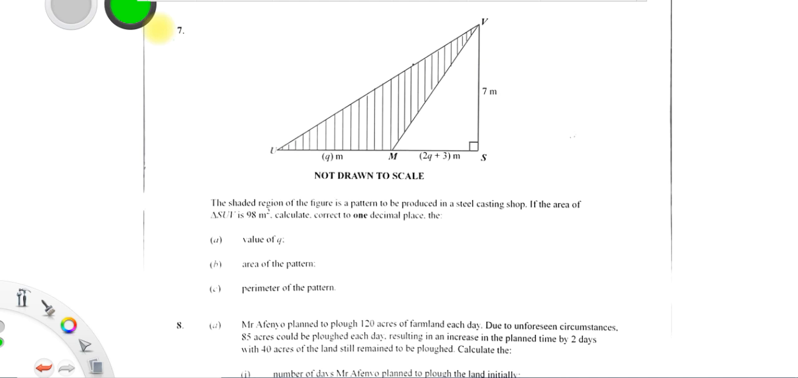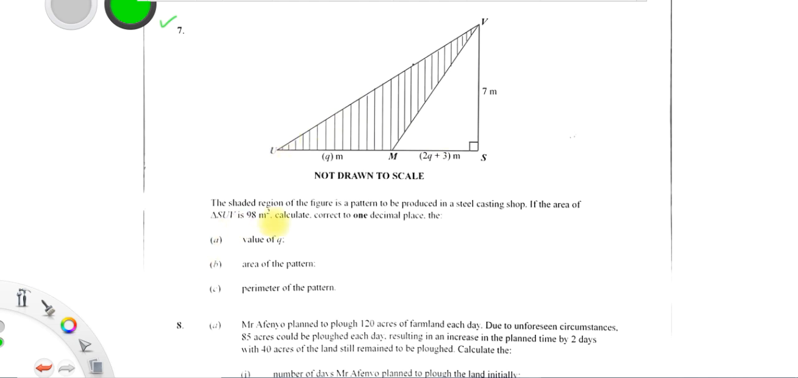Question number 7. This is not actually on circuit theorem, but I want us to solve this. It is just the application of Pythagoras theorem in trigonometry. So let us try to solve it.